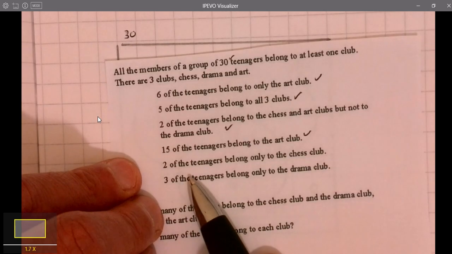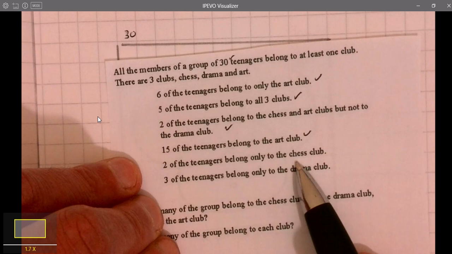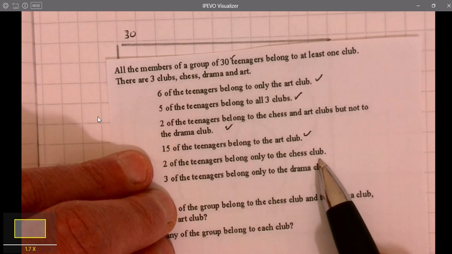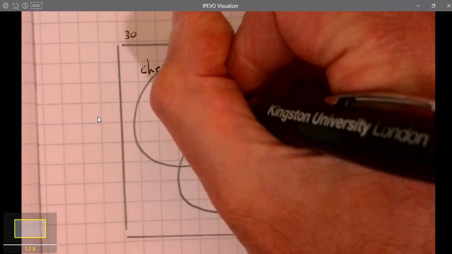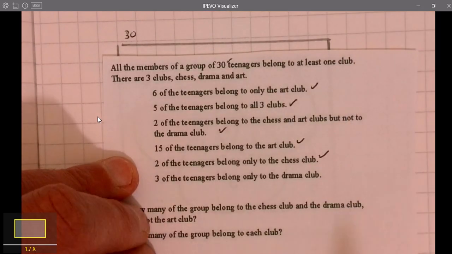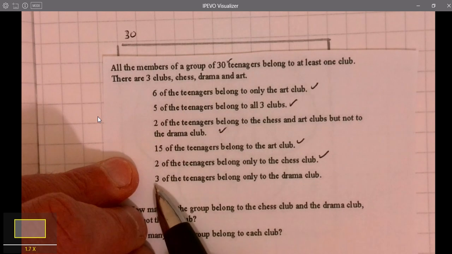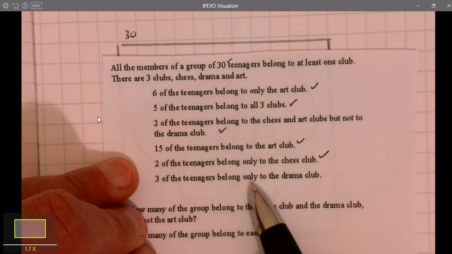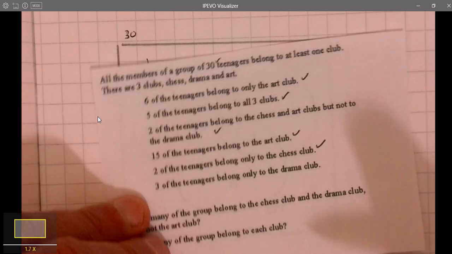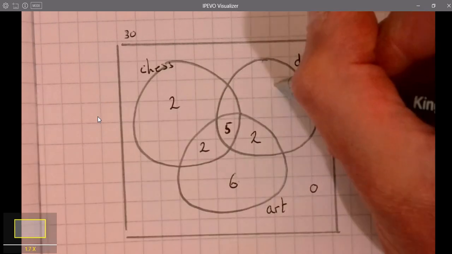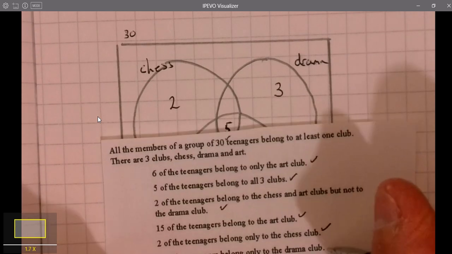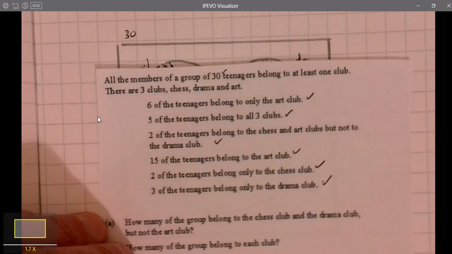2 of the teenagers belong only to the chess club. So there's that one. So it looks like loads here, but if we just go through in a really systematic way, we can do this. 3 of the teenagers belong only to the drama club. There we go. So we filled in that last piece of information there.